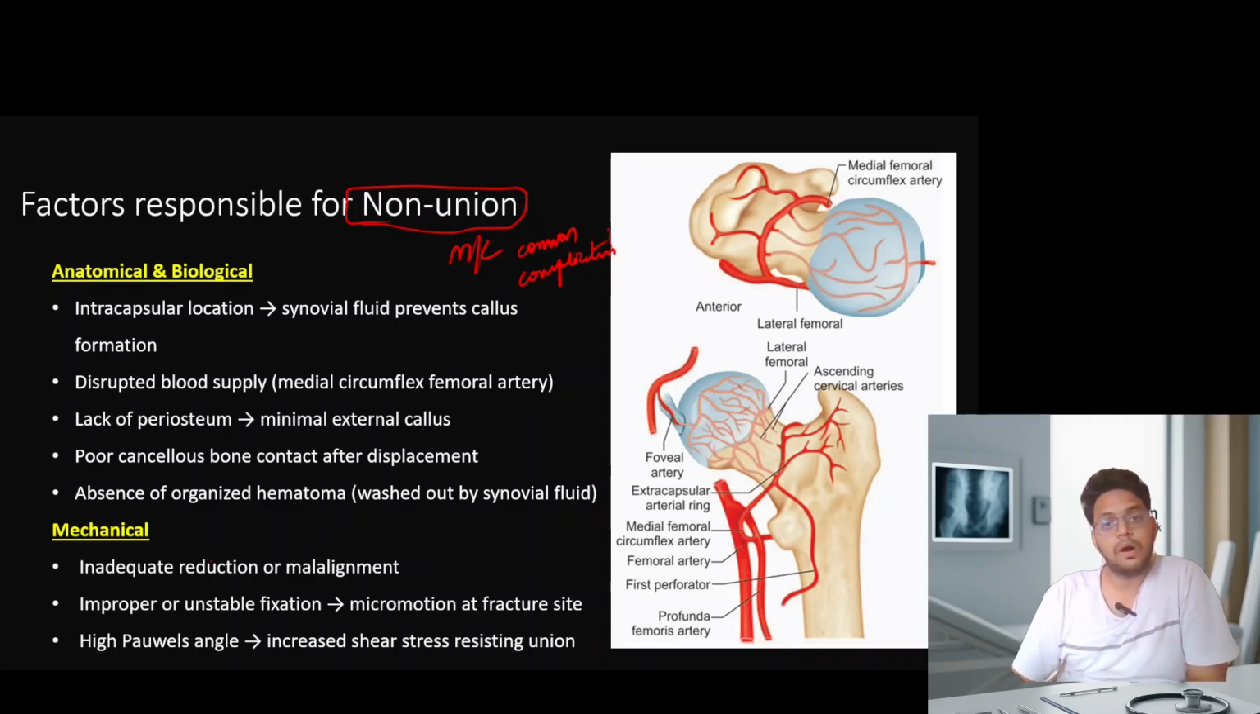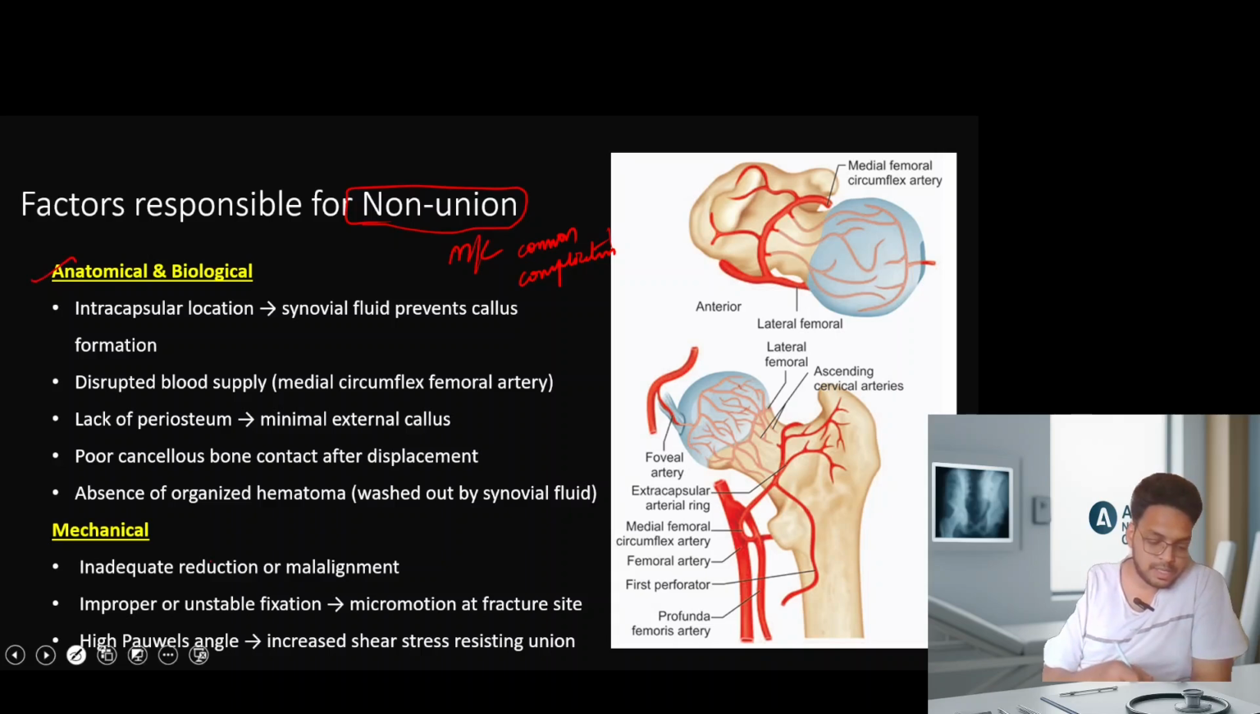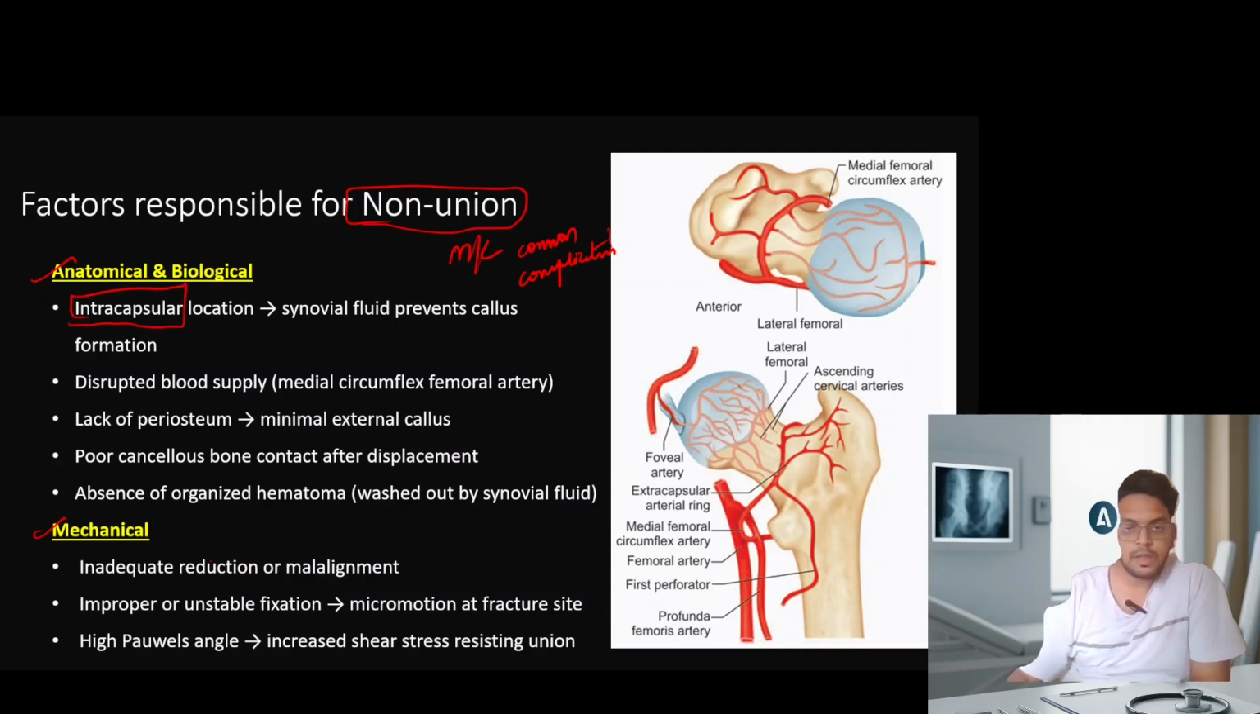Okay. Now why does this happen? One, as you have already learned, is the lack of blood supply. The other reasons are the anatomical factors and the mechanical factors. See what the anatomical factors are. First, it is an intracapsular location. Within the capsule, any joint within the capsule, what do you think it will have? It will have synovial fluid. The synovial fluid will not allow for callus formation. Why does it not allow?